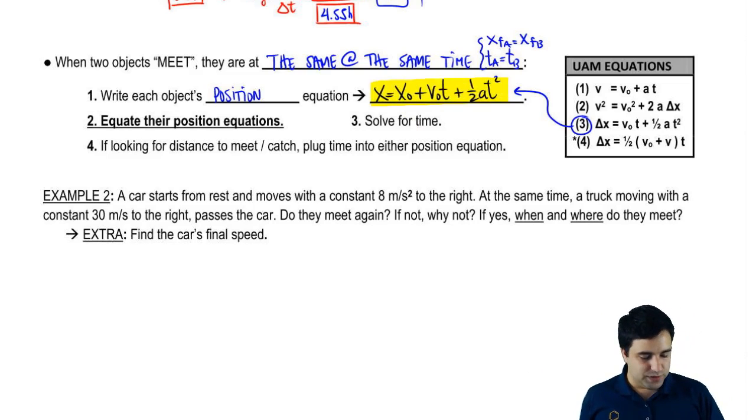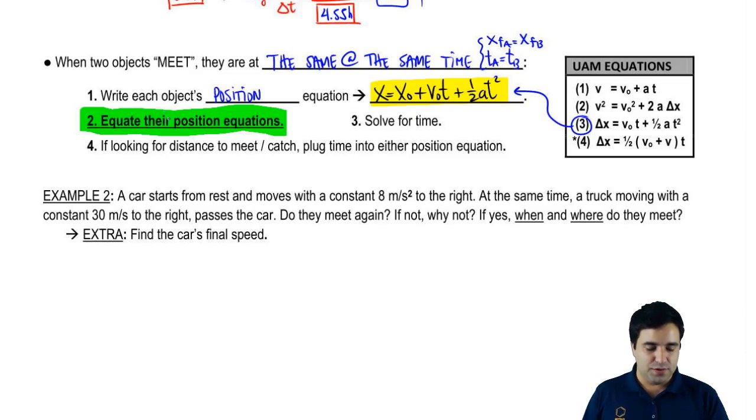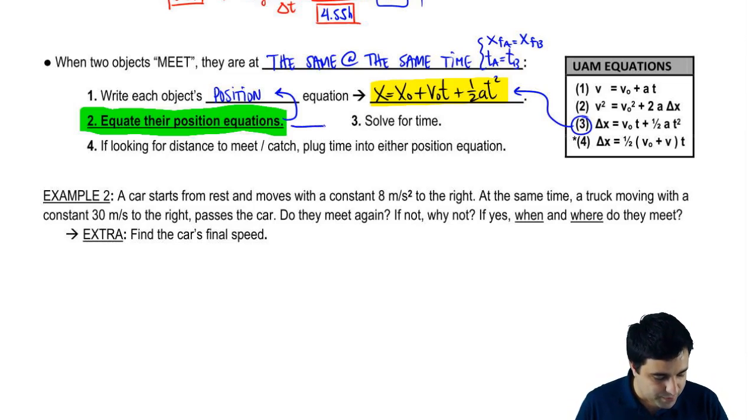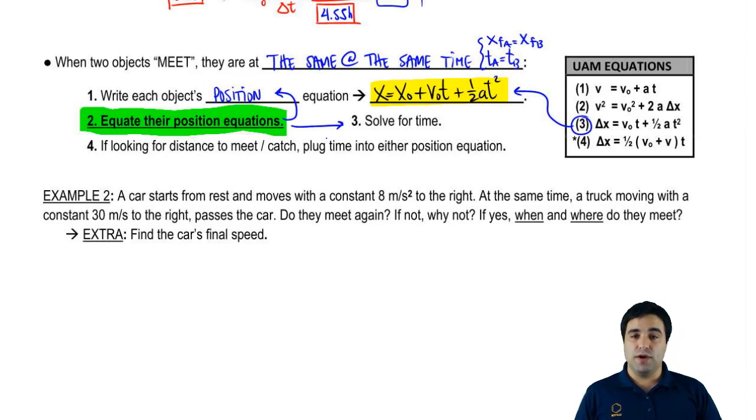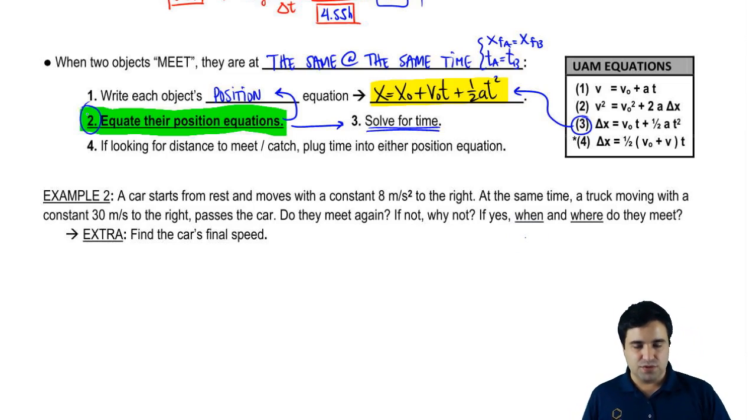Then you set them equal to each other. You equate their position equations. This is the most important part of the instruction. Why? Because if you remember to equate position equations, it's obvious that for you to set them equal to each other, you have to write them first, right? So if you remember step 2, you're going to remember step 1. And if you remember step 2, you're going to remember step 3. When you set these two equations equal to each other, as I'll show you soon, the only variable you have left is time, and then the only thing left to do in that equation is to solve for time. So as long as you remember step 2, you should remember everything else.